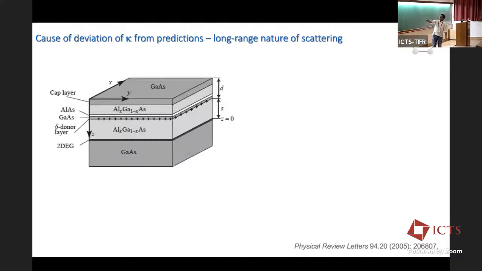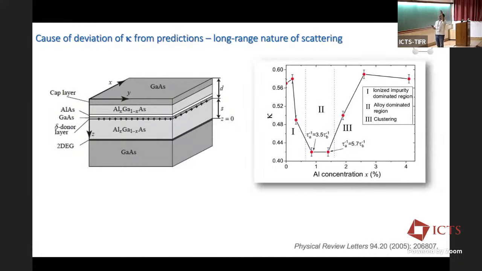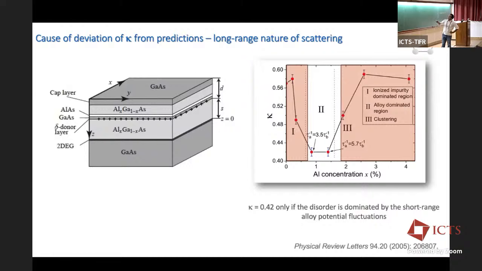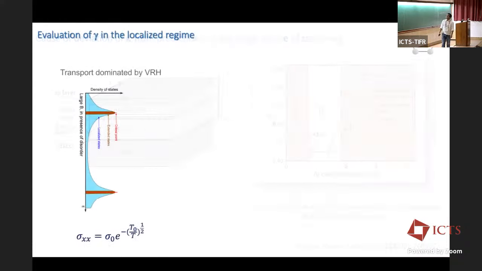So in gallium arsenide, for example, you have this aluminum gallium arsenide alloy, which creates these correlated long-range disorders in the system. An experiment was done in 2005 where they showed that if I vary the aluminum concentration, at very large aluminum concentration where I have clustering of the aluminum alloys, and at very low aluminum concentrations where I have ionized impurities, the value of kappa deviates from the ideal value. And there is a very narrow region where kappa is 0.42. So this was not satisfactory for us. We thought, okay, let's do the experiments and try to find out what is happening.